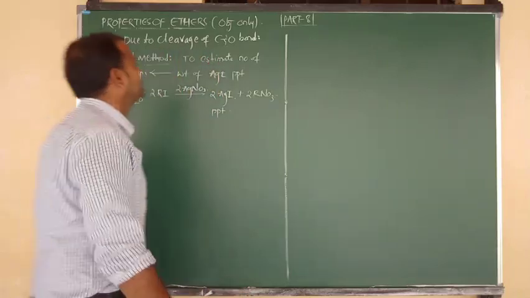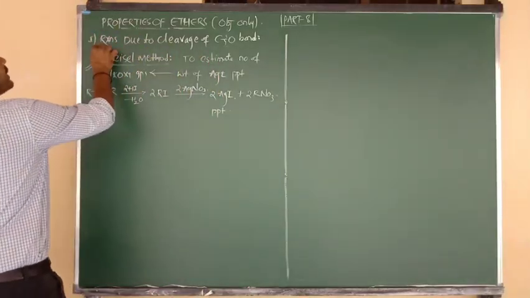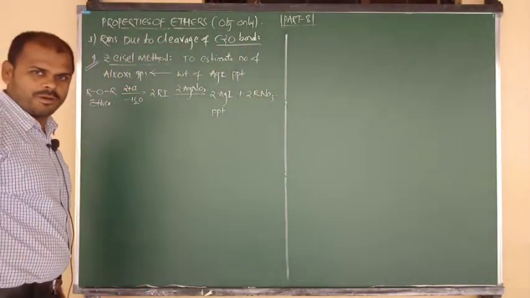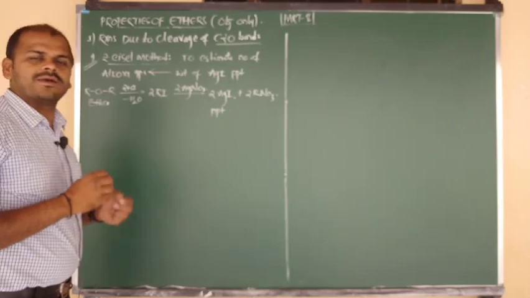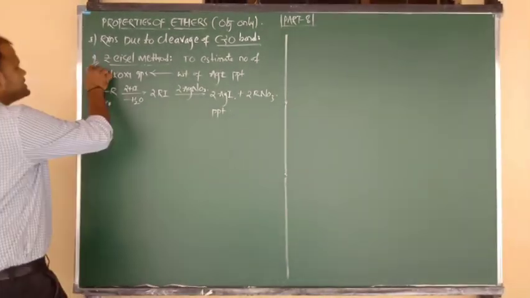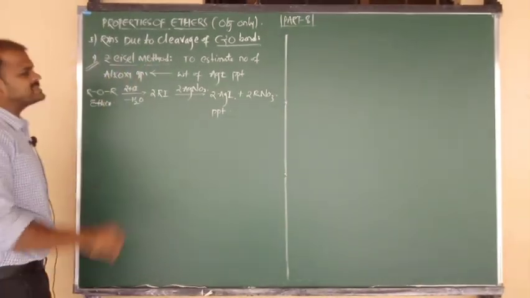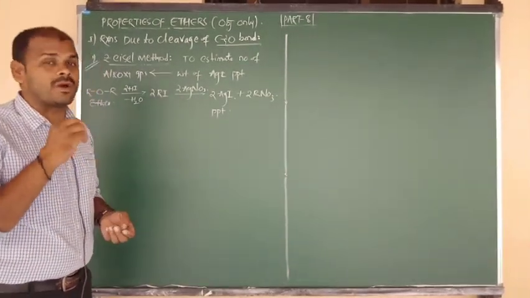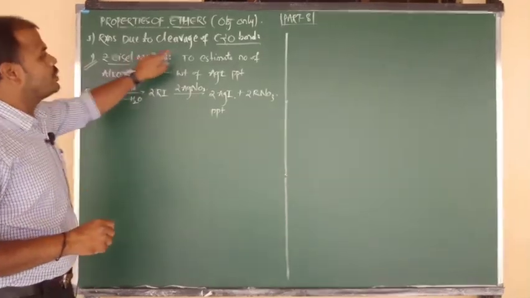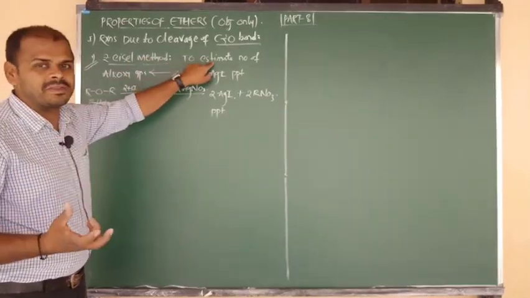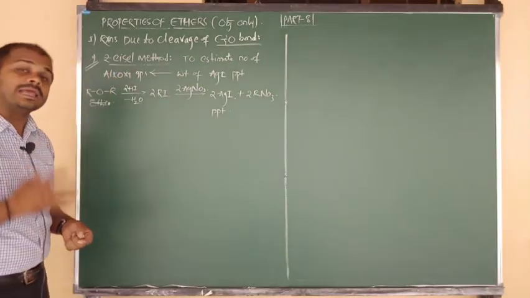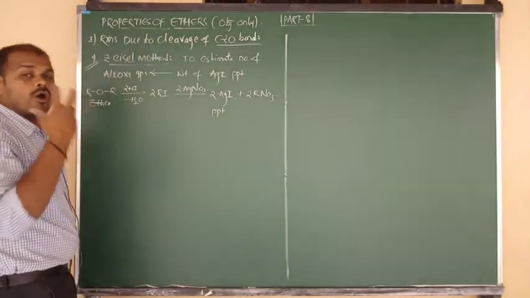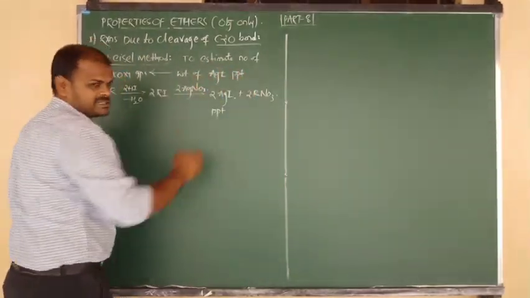In these type 1 reactions, which involve cleavage of the C-O bond, what are the objective properties we have to study here? Number 1 is the Zeisel method. What is the use of this Zeisel method? It is used to estimate, to determine the number of alkoxy groups in the given ether. To estimate the number of alkoxy groups, we take the help of silver iodide precipitate.